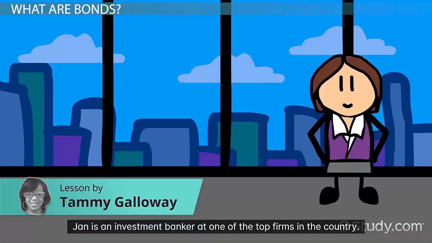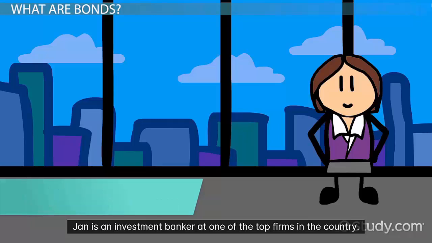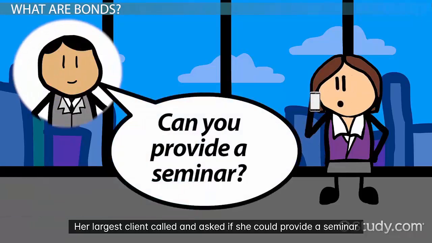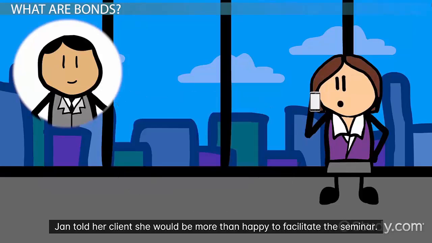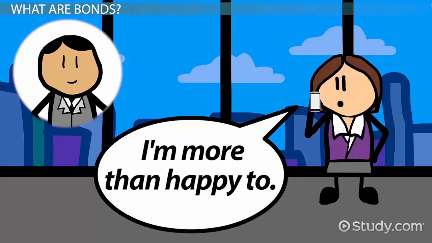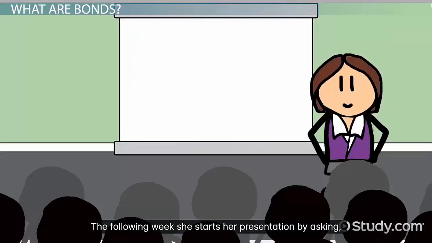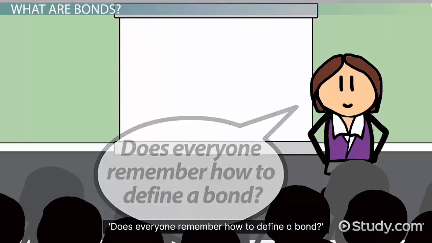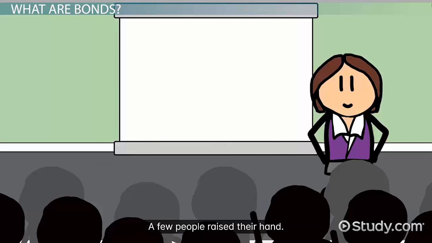Jan is an investment banker at one of the top firms in the country. Her largest client called and asked if she could provide a seminar to newly hired accountants on the retirement of bonds. Jan told her client she would be more than happy to facilitate the seminar. The following week, she starts her presentation by asking, "Does everyone remember how to define a bond?" A few people raised their hand.